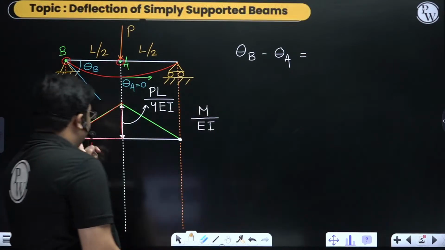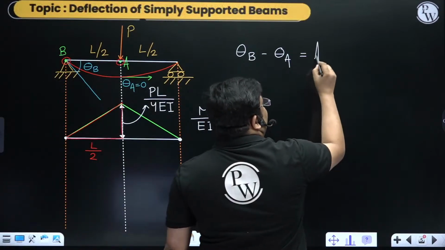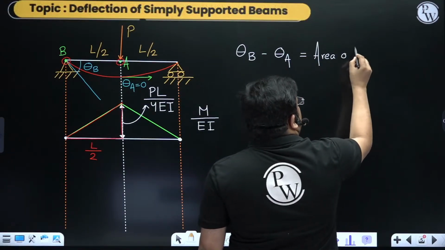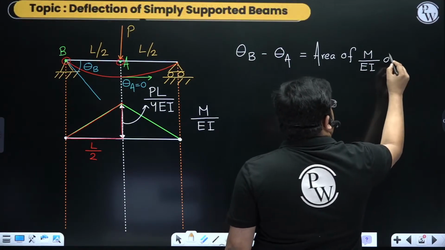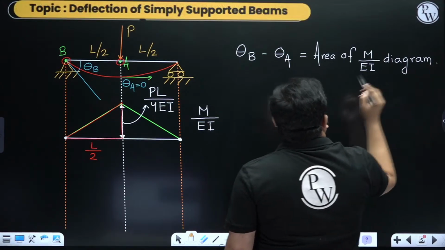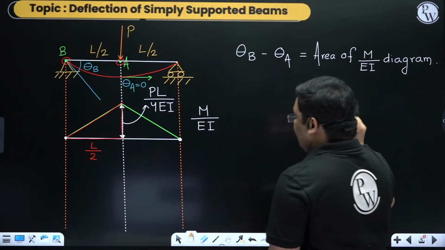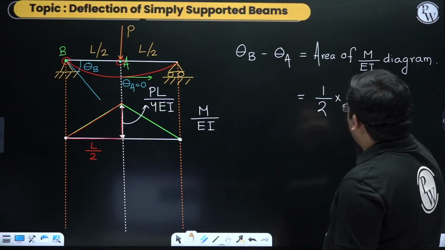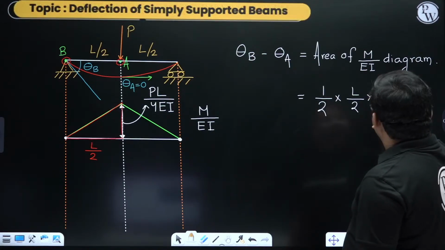So it's a triangle, right? When I write the difference of slope is the area of the M by EI diagram between A and B, I'm not writing "between A and B" every time. It's obvious because we are finding it between A and B. So this is a triangle. Triangle area is what? Half base into height.